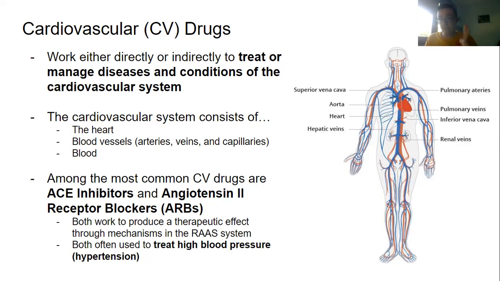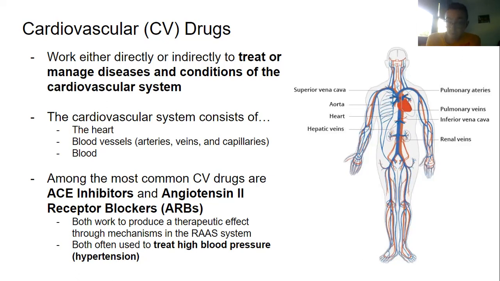Arteries, of course, flow away from the heart with oxygenated blood, veins going to the heart with the deoxygenated blood so it can be pumped back into the system and restart again, circulating throughout the body. Among the most common cardiovascular drugs, or CV drugs, are ACE inhibitors and angiotensin II receptor blockers, or ARBs.